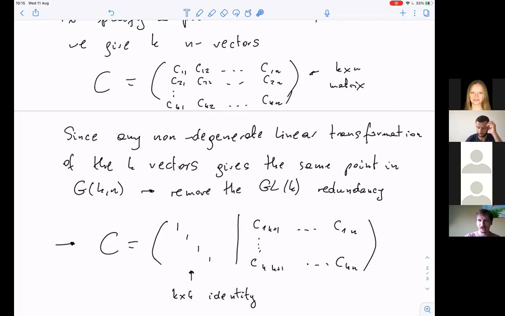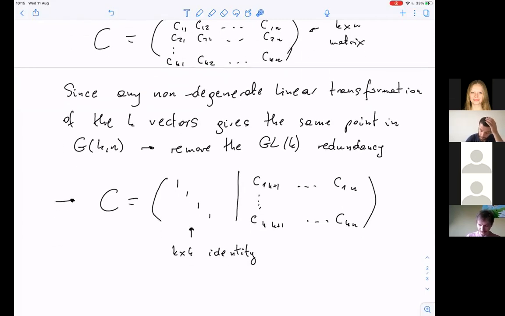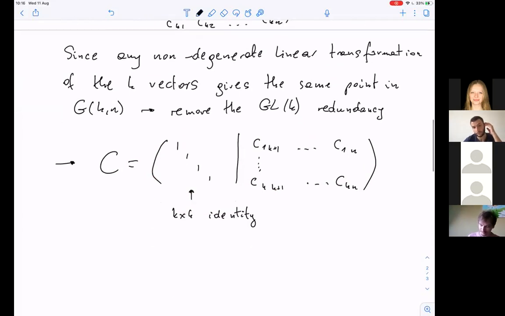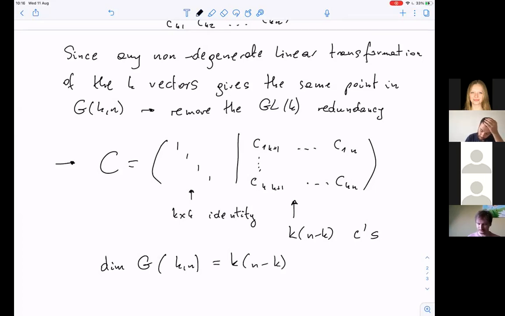Okay. So now, looking at this parameterization here, I can immediately say what the dimension of the Grassmannian is. I said that for every matrix like that, I get a single point. So I just need to find how many independent variables I have here. If I look at this matrix, there are k times n minus k C's. So the dimension of the Grassmannian k comma n is just k times n minus k. Okay, so that's one important thing.